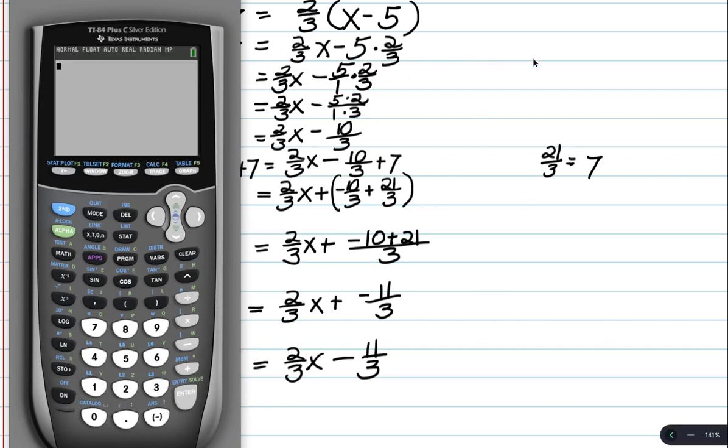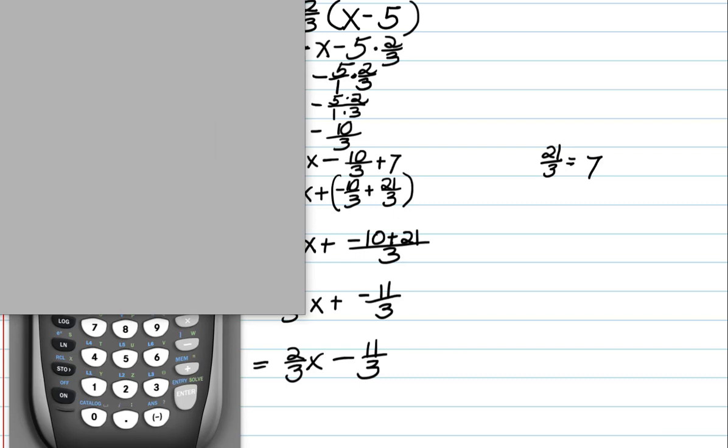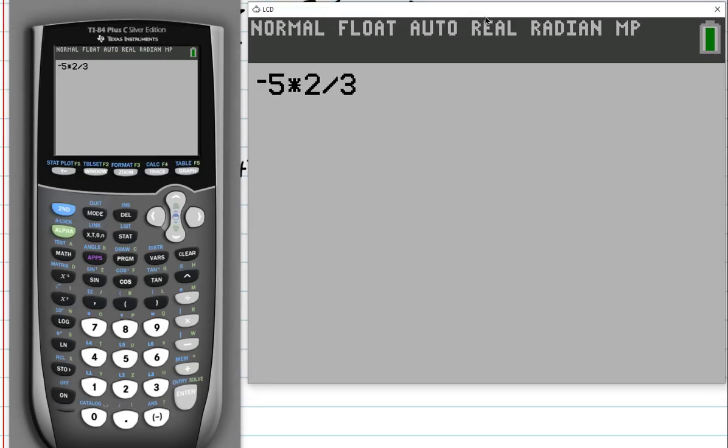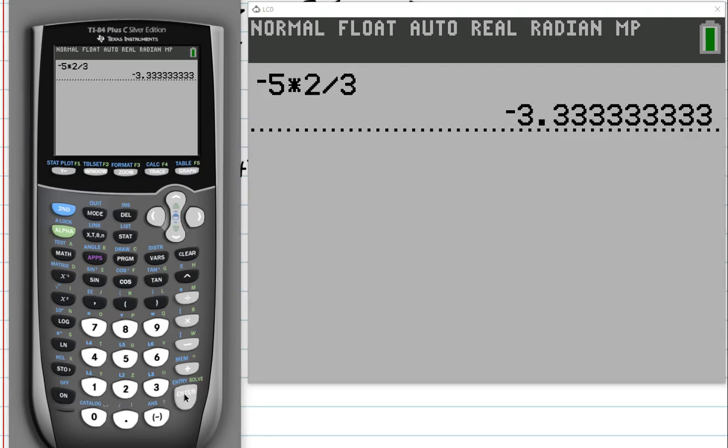Okay, I am going to go back here and multiply negative 5 times 2/3 in the calculator. Negative 5 times 2 divided by 3. Now I can make this more visible by doing this. Negative 5 times 2/3, and then hit enter. I'm going to get a decimal, I warn you, but it's a repeating decimal. But never fear, there's a trick.